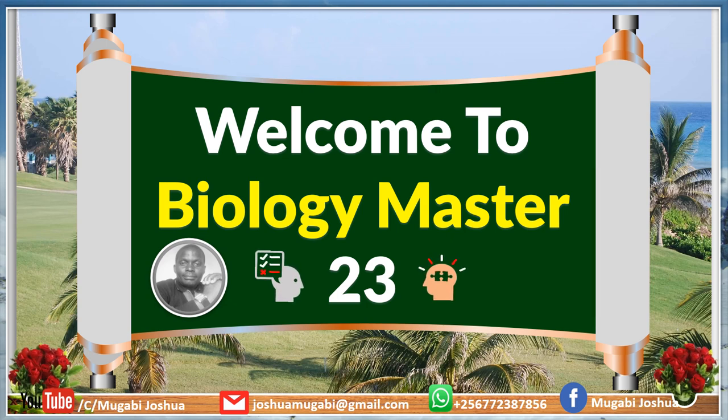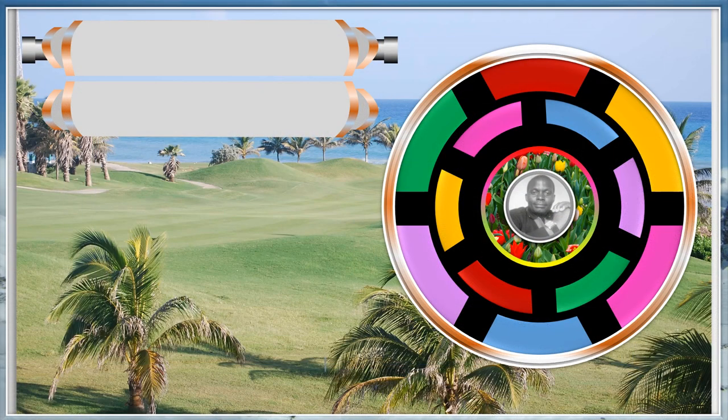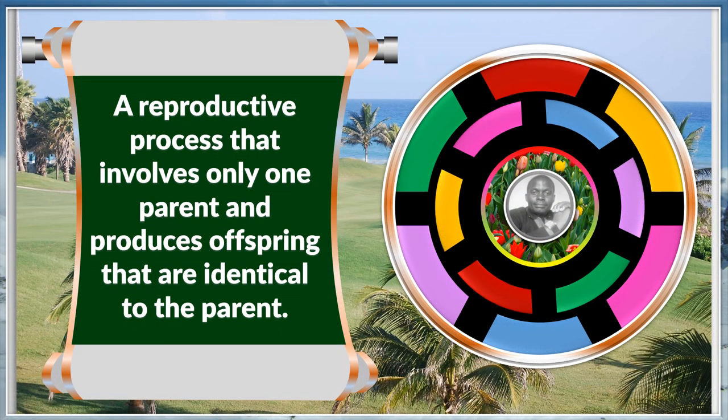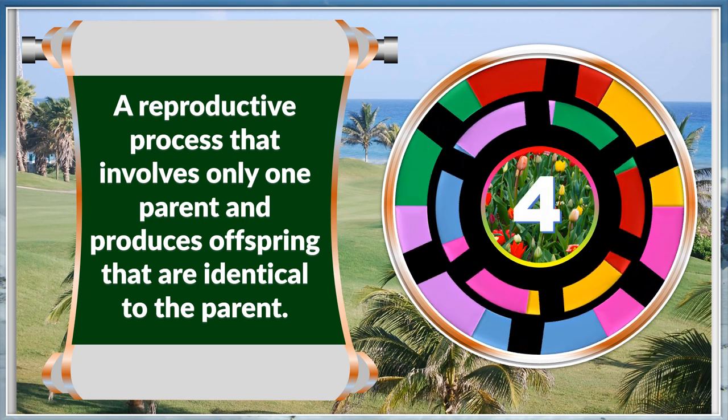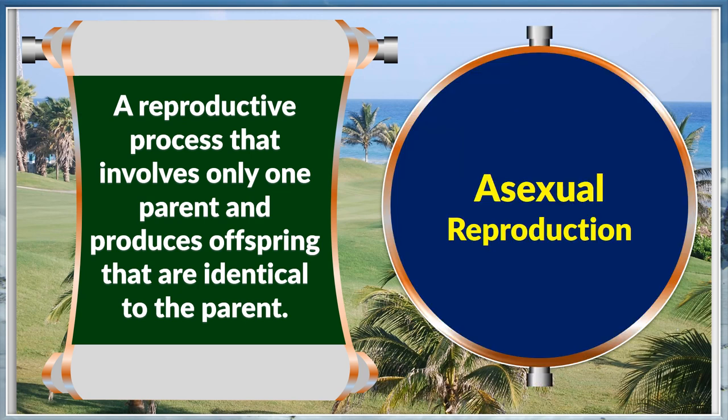Without wasting any of our time, let's go directly to our quiz. A reproductive process that involves only one parent and produces offspring that are identical to the parent. Asexual reproduction.